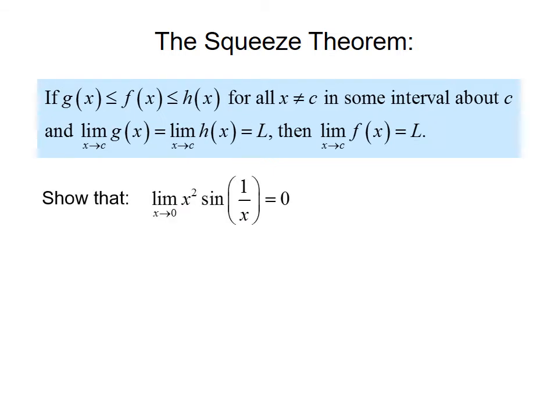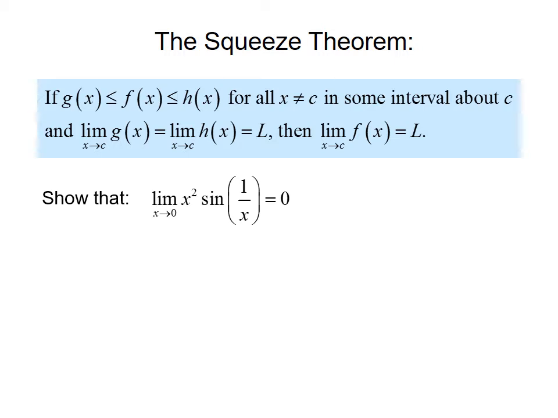Okay, so here's an example. Usually with the squeeze theorem, you're going to have examples where it's a trig function times some other function. So here we're doing the limit as x approaches 0 of x squared times the sine of 1 over x, and we want to show that that equals 0.